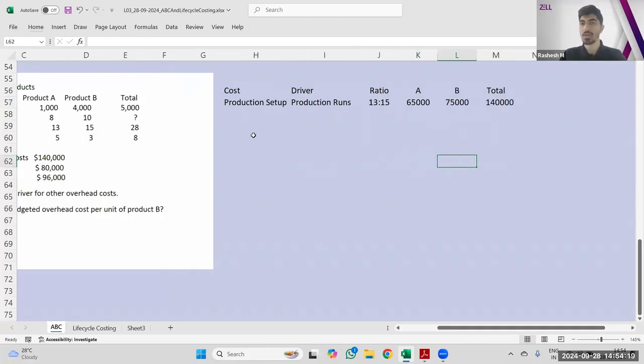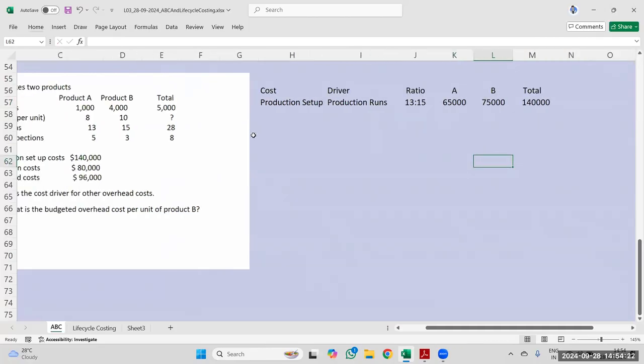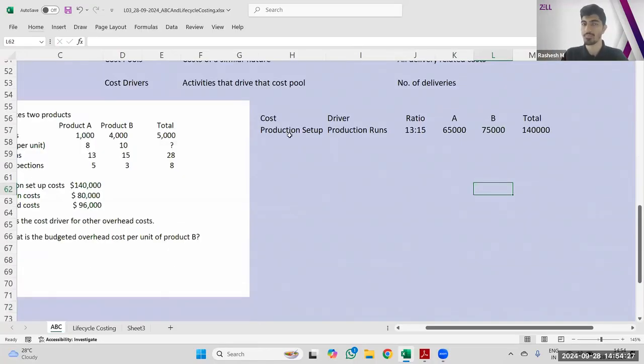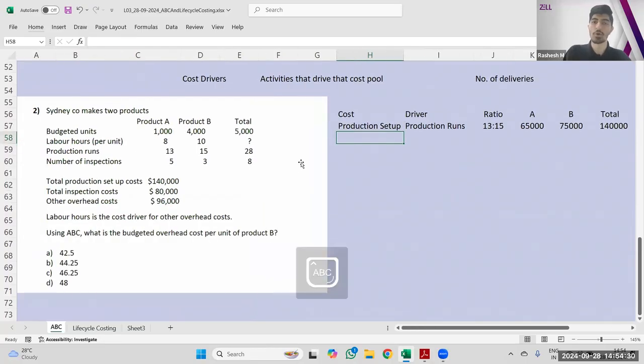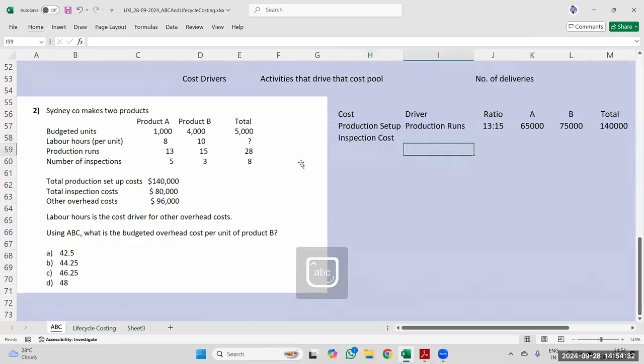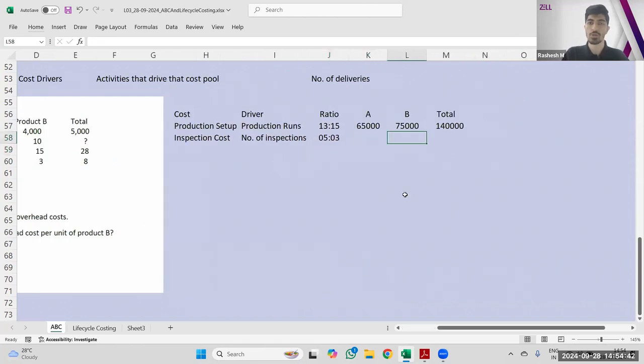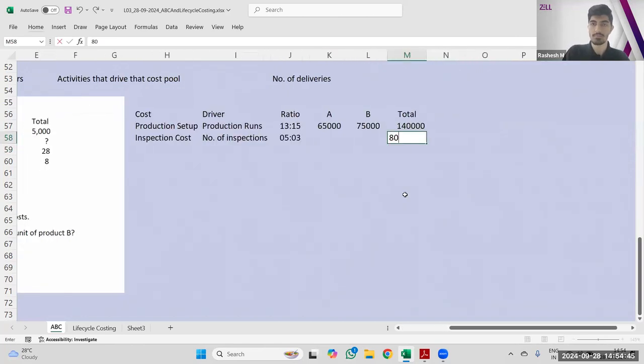Keep doing this activity. You don't need a per unit every single time. At the total, we'll do a per unit. Okay. So next, inspection cost. Number of inspections: 5 and 3 inspections happen. So 5 is to 3 is the ratio. I will split it. My total cost was 80,000. So that becomes 80,000 into 5 by 8 and 80,000 into 3 by 8.